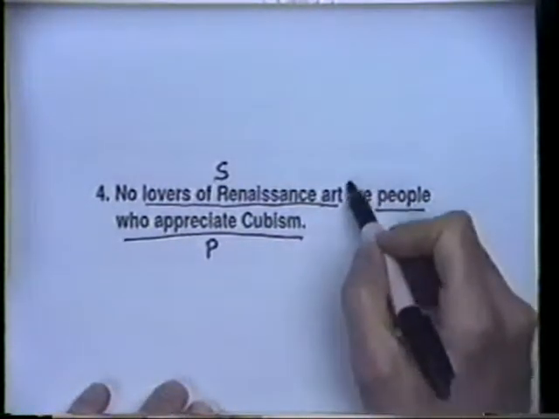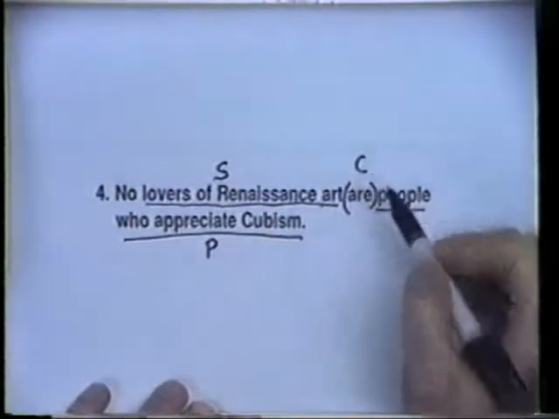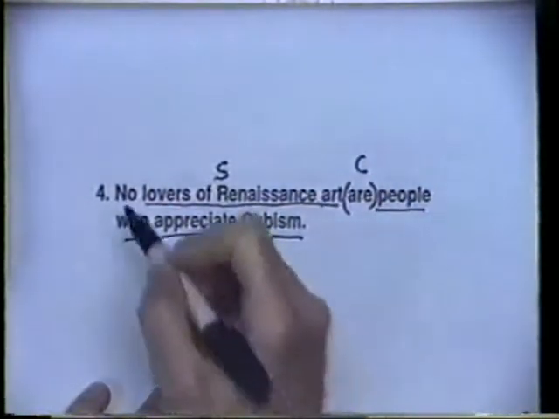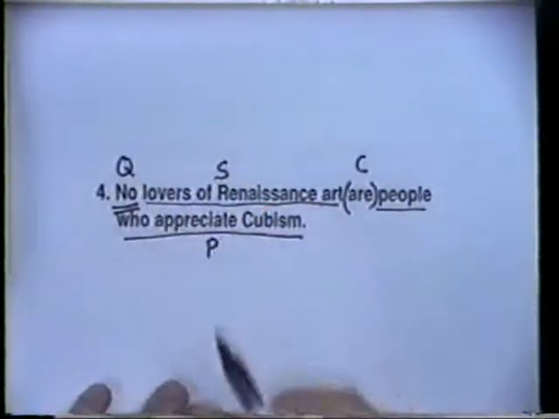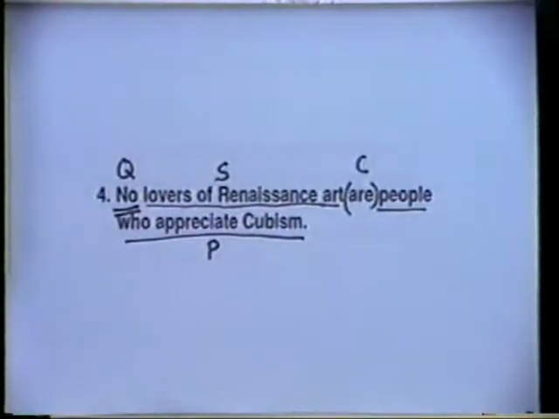Again, we've got a copula here, which is are, and the quantifier, the negative, universal quantifier, no. So this kind of sentence denies of every lover of Renaissance art that they are a member of the category or class of people who appreciate Cubism.